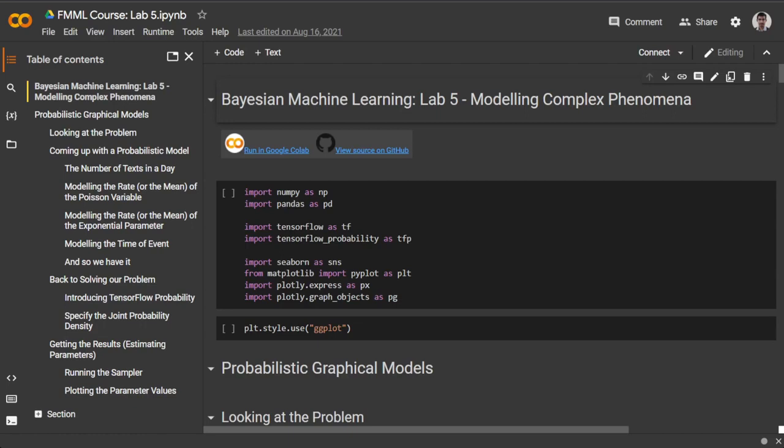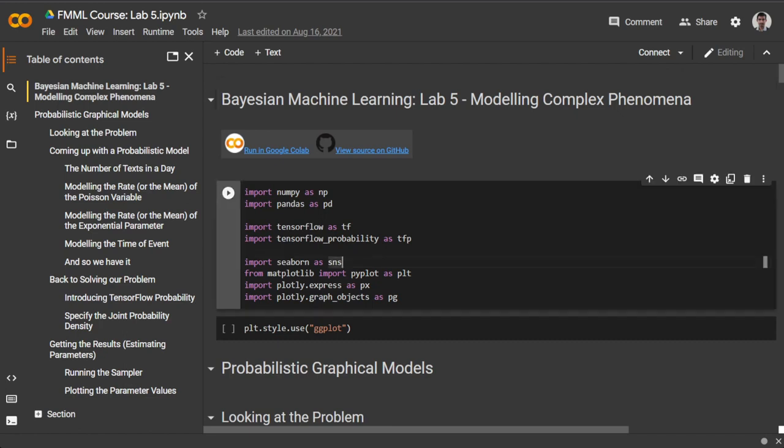Welcome back to Lab 5 of the Bayesian Machine Learning module of the FMML course. In this lab, we are going to see the culmination of methods that we have learned across the module, and we are going to apply it to model some complicated phenomena.